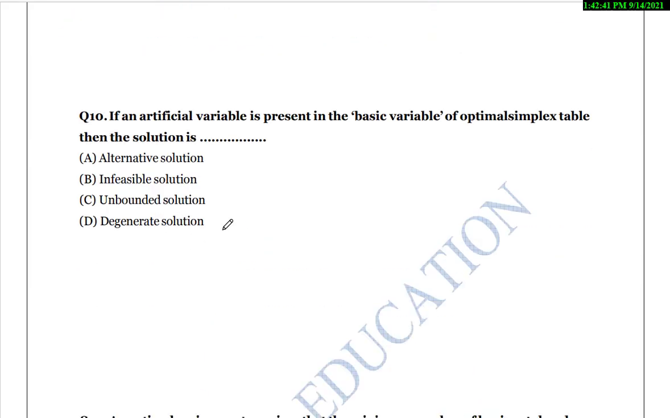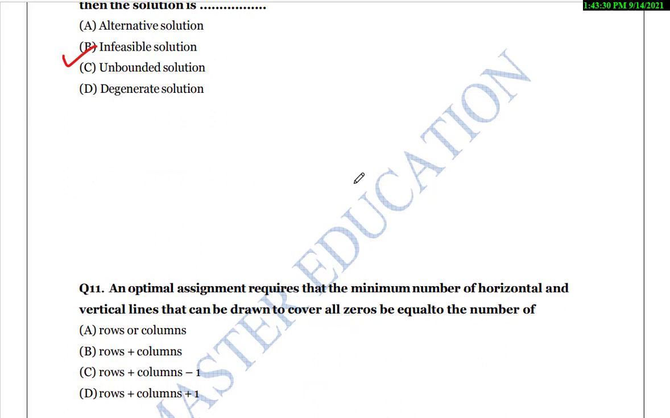The next question: if an artificial variable is present in the basic variables of the optimal simplex table, then the solution is called an infeasible solution. So artificial variables are present when an infeasible solution is present. If there is a feasible solution, we need not introduce artificial or surplus variables, right? So only if the solution is infeasible do we introduce the artificial variables.